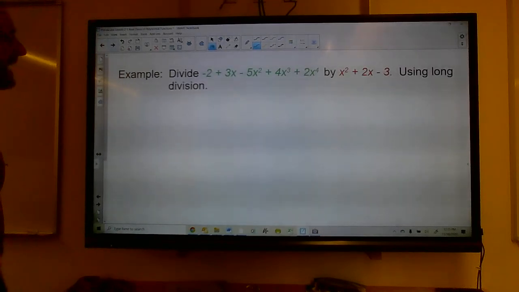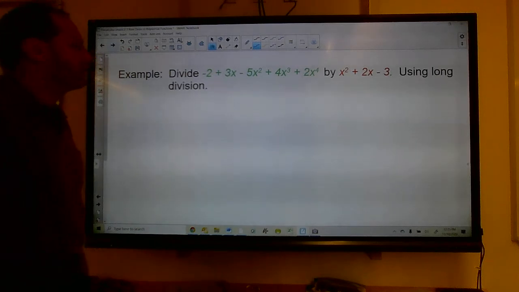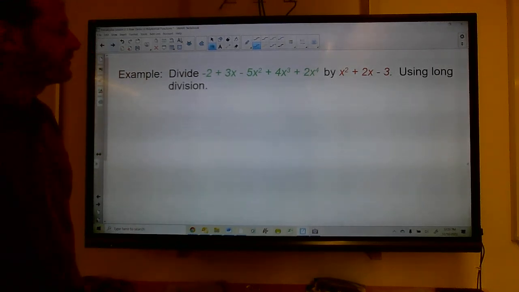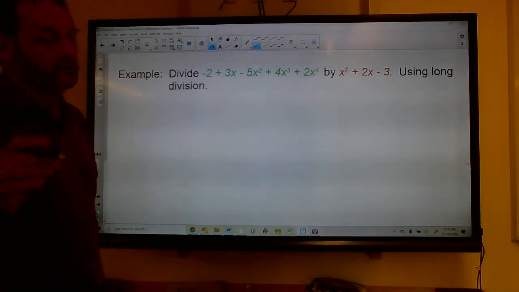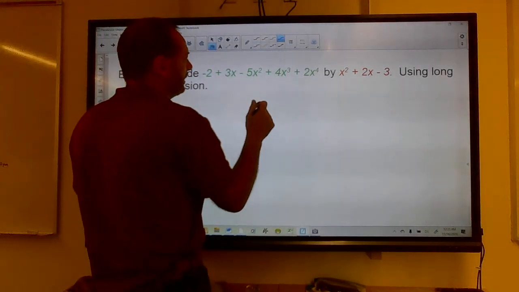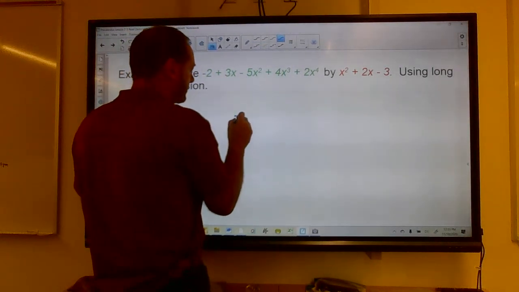All right. Divide negative 2 plus 3x minus 5x squared plus 4x cubed plus 2x to the fourth by x squared plus 2x minus 3 using long division. All right. Let me make a suggestion here. Rewrite this function in order from largest power to smallest.